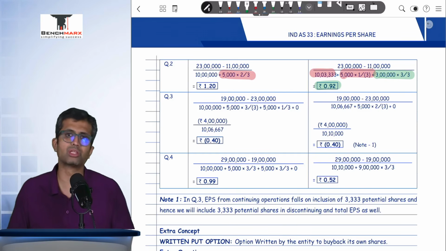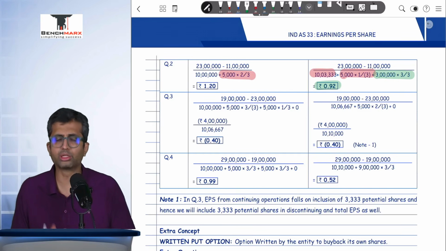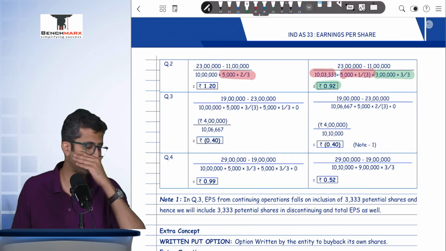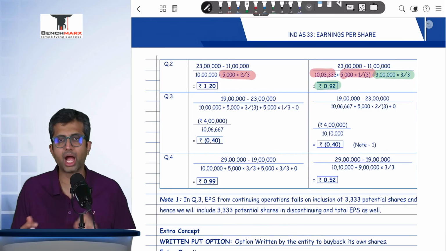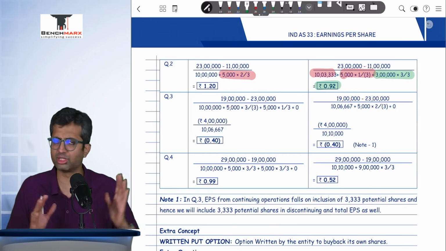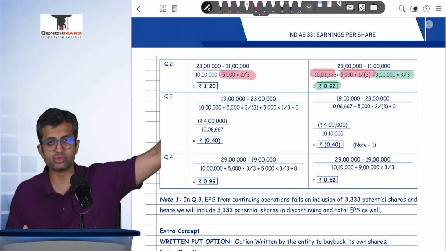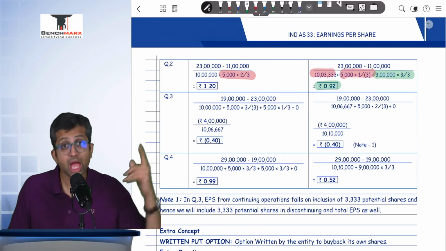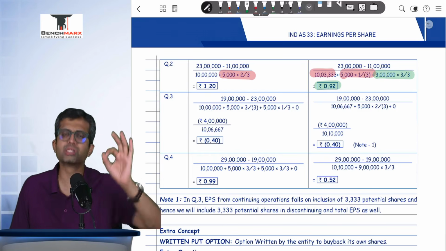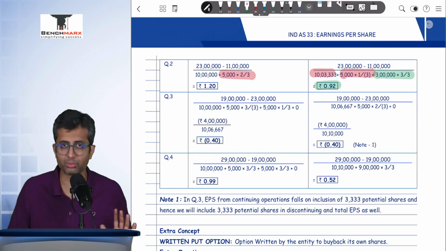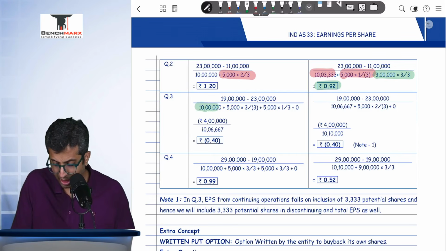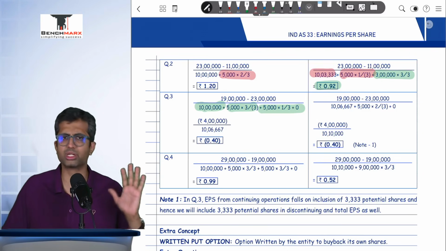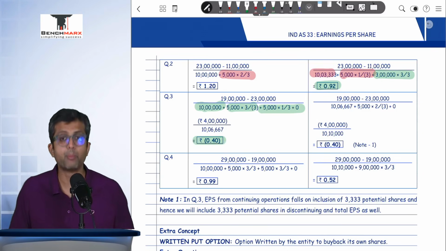In the third quarter, there is a loss. In the third quarter, there is a loss of around 4 lakhs divided by, I will start with 10 lakhs, which is there for the entire 3 months, plus 5,000 shares which were issued for the store opened in May, again for the entire 3 months, and another 5,000 which is for the store opened in September for only 1 month. So this is 10 lakhs plus 5,000 into 3 by 3 plus 5,000 into 1 by 3. For earnings contingency, nothing is to be issued, and hence 0.4.